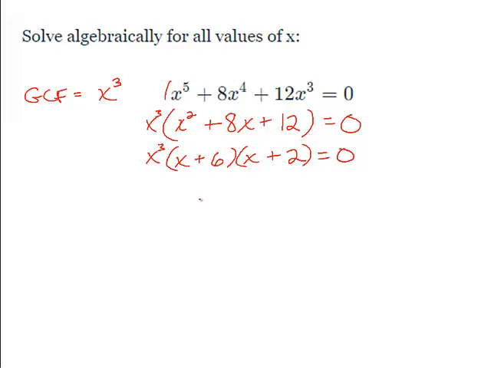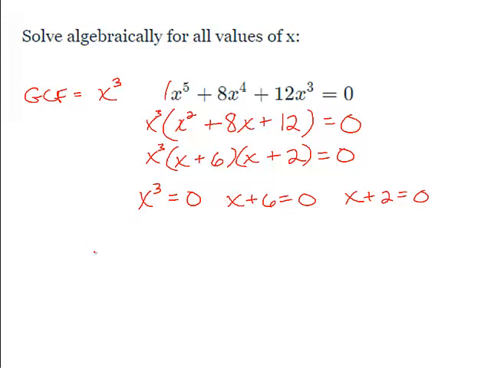Now here's where the ZPP, the zero product property, comes in for that third step. It says set each factor equal to 0. Our first factor doesn't have parentheses around it, but it's still a factor. So I'm going to write that one down. Here's our second factor, x plus 6 equals 0. And our third factor, x plus 2 equals 0.